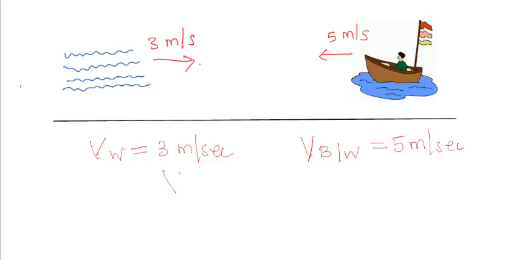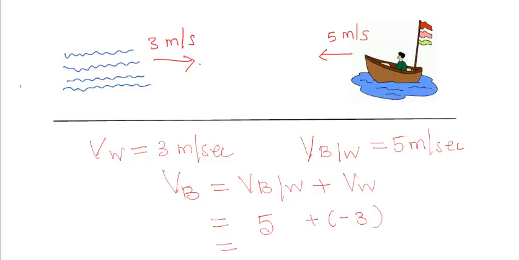Now if you have to find the velocity of the boat, velocity of the boat is nothing but velocity of the boat in the still water, plus velocity of the water. Right? Here this is happening in the opposite direction. It is happening upstream. So velocity of the boat in water is 5, and plus, since this is in the opposite direction, you can take -3.